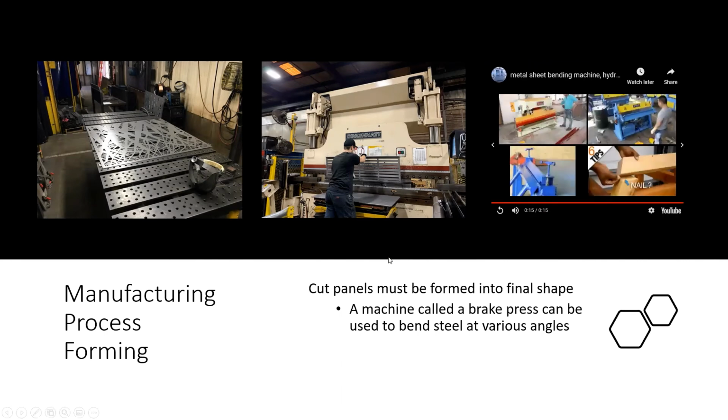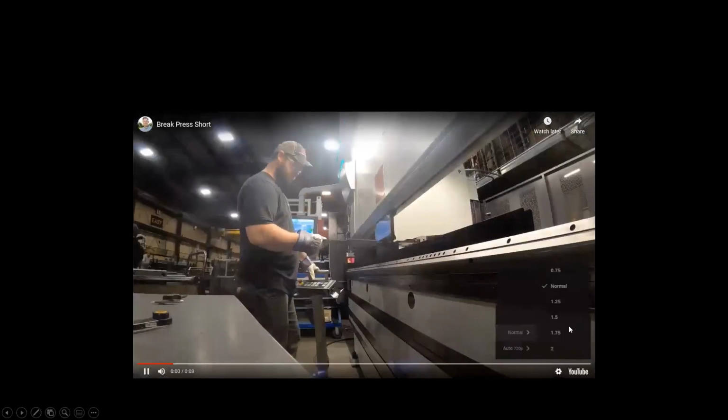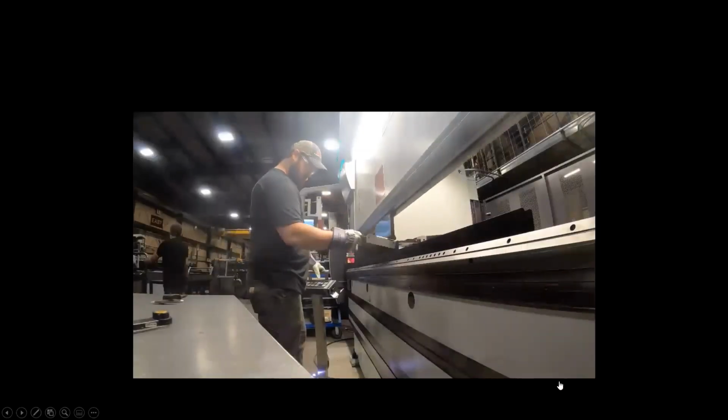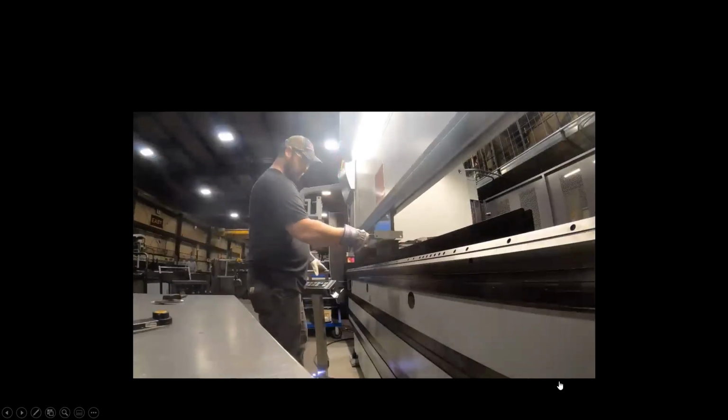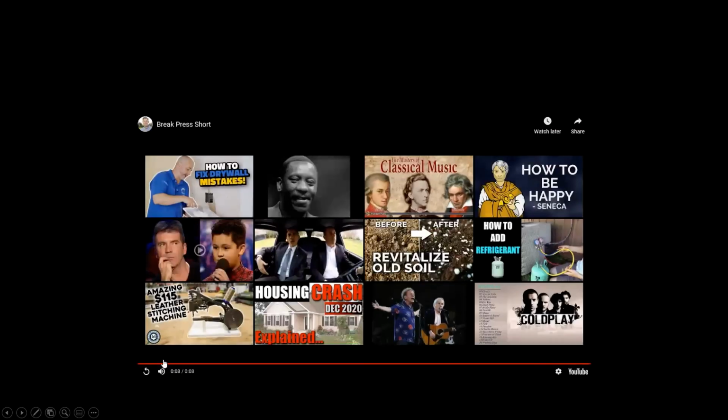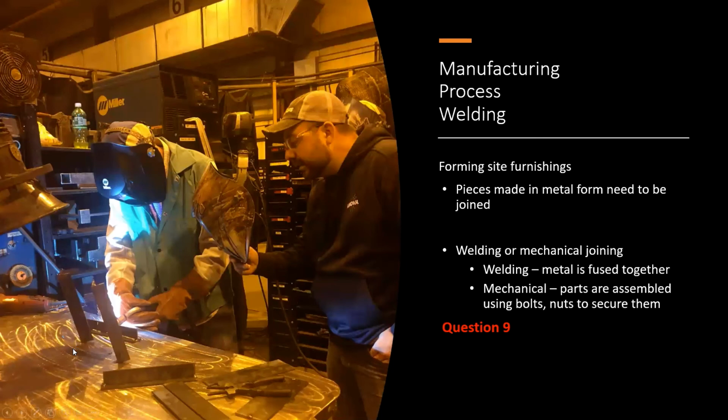So the machine is using hydraulics to press down into the metal, permanently changing the shape of that piece of metal, whatever it is that you're trying to create. In the picture in the middle, they're trying to create a bench shape, so you could use that brake press method to create that. In this one, they're just creating a few small parts, but again using that brake press to change the physical shape.